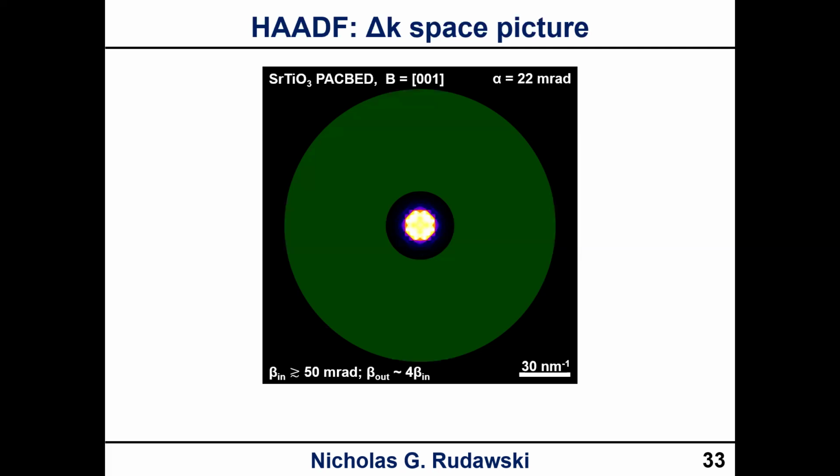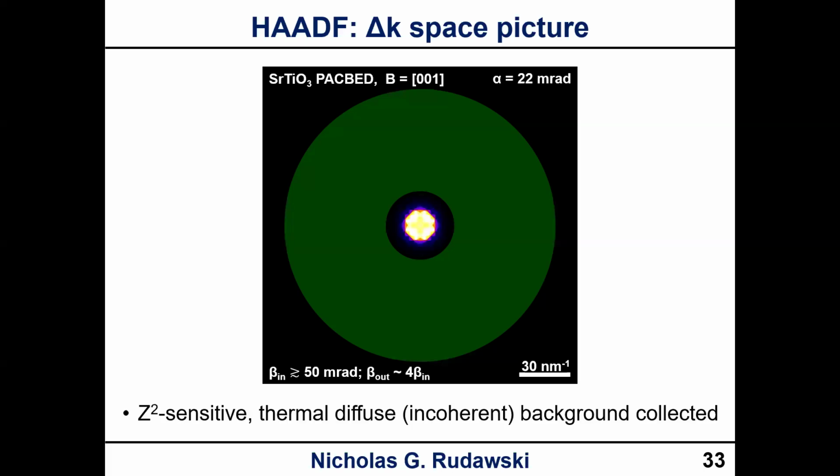In this case, we're using an annular detector, and there isn't really a consensus on this, but if you look throughout the literature, an inner collection angle of at least 50 milliradians tends to be typical for HAADF. What you notice here is that I'm not detecting any direct beam, and I'm not detecting any Bragg diffraction either. I'm detecting everything beyond that, a background signal which is Z-squared sensitive, which we call a thermal diffuse or incoherent background.